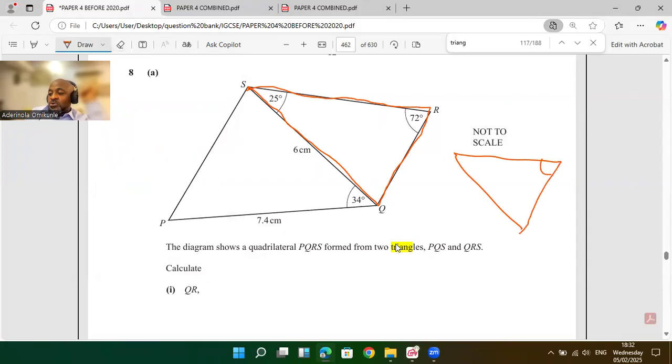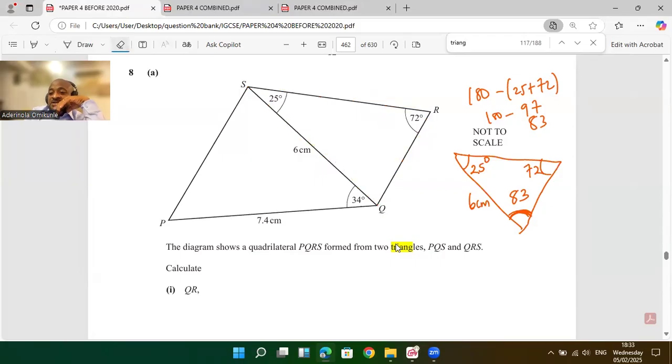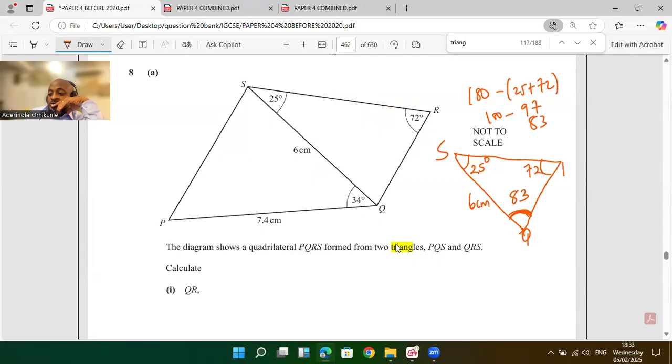So you have 72. You don't need to draw it out, I'm just doing it for emphasis. You have 25. And I say, okay, this is 6 centimeters. And I said you can always find the third angle. You may need it. You can just find the third angle by doing 180 minus 25 plus 72, which gives us 180 minus 97, which will give me 83. So the third angle is 83. So we have the complete set of angles. So the question says calculate QR. So this is S, this is Q, this is R. So this is what we are looking for. This is our X here.